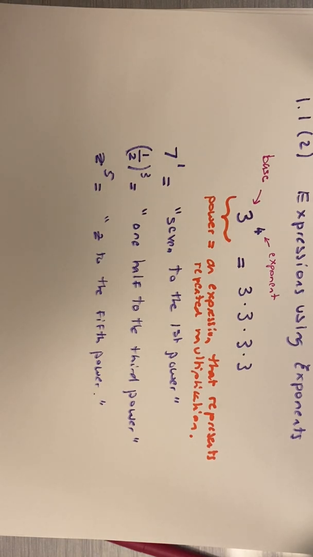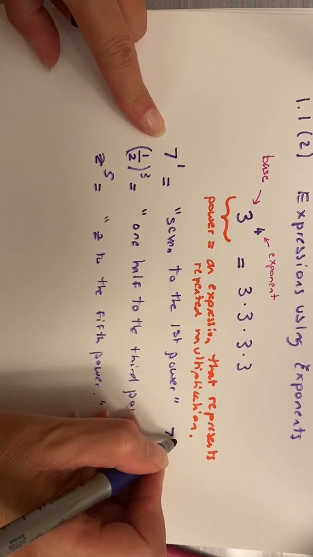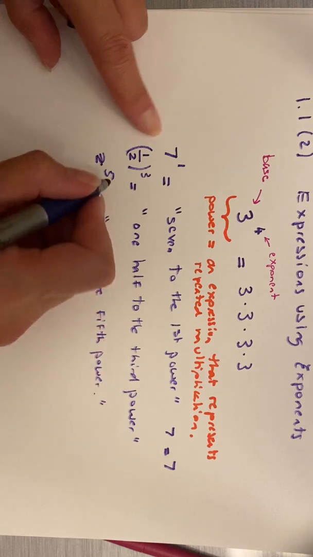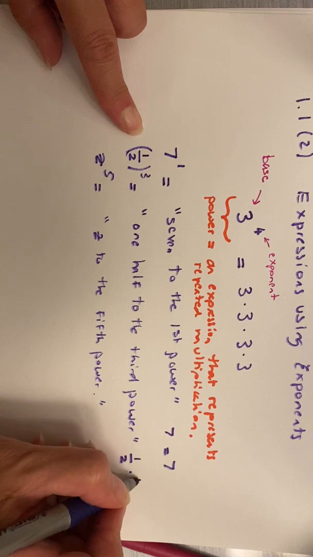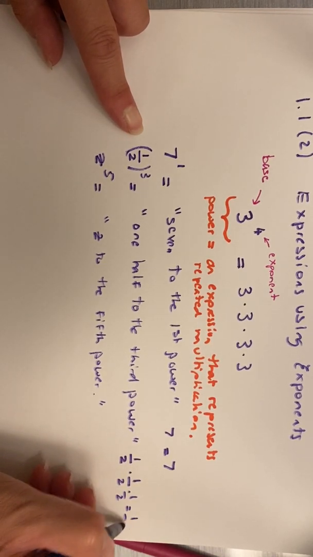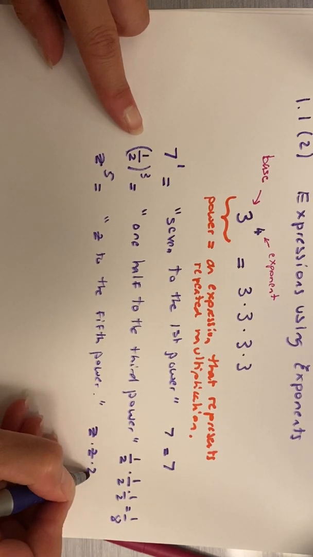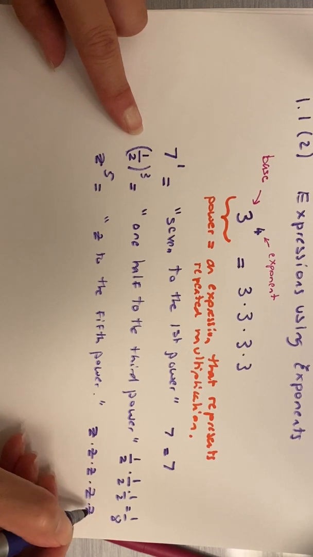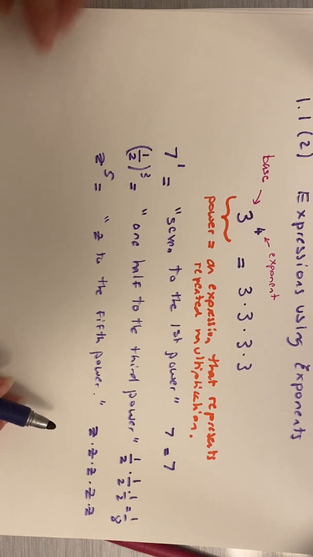Okay, now what do these mean? Well, let's write them out. 7 to the 1st power means 1 single 7, or 7. 1/2 to the 3rd power, also known as 1/2 cubed, is 1/2 times 1/2 times 1/2, which gives you 1/8. z to the 5th power is z times z times z times z times z. And we can't evaluate it unless somebody tells us what z is, correct?